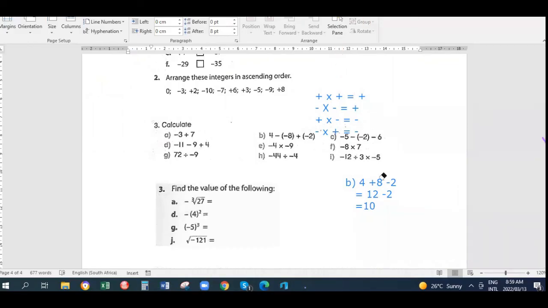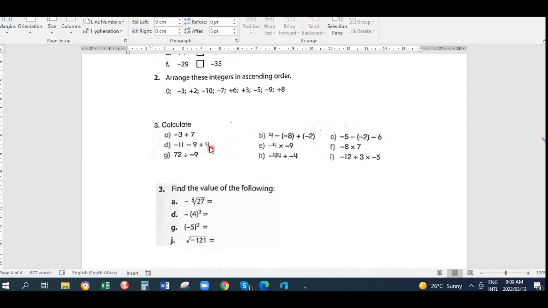So you can do it mentally. You can use your calculator for the purpose of this test. That would be up to you. If you have a calculator, you will save some time. But whenever we have homework and classwork, remember, do it mentally, so you can sharpen your mental skills in terms of working with integers.